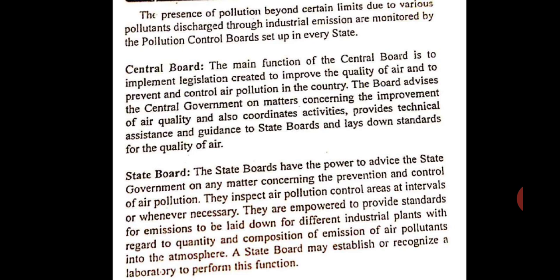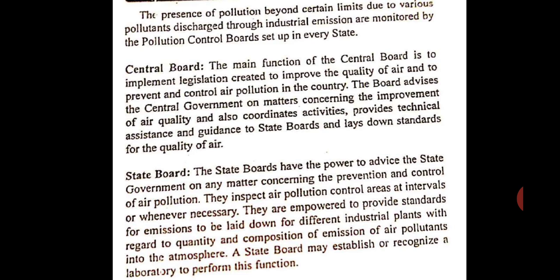The central board. The main function of the central board is to implement legislation created to improve the quality of air and to prevent and control air pollution in the country. The main idea is to prevent and control the air pollution in the country. The board advises the central government on matters concerning the improvement of air quality and also coordinates activities, provides technical assistance and guidance to state boards and lays down standards for the quality of air.